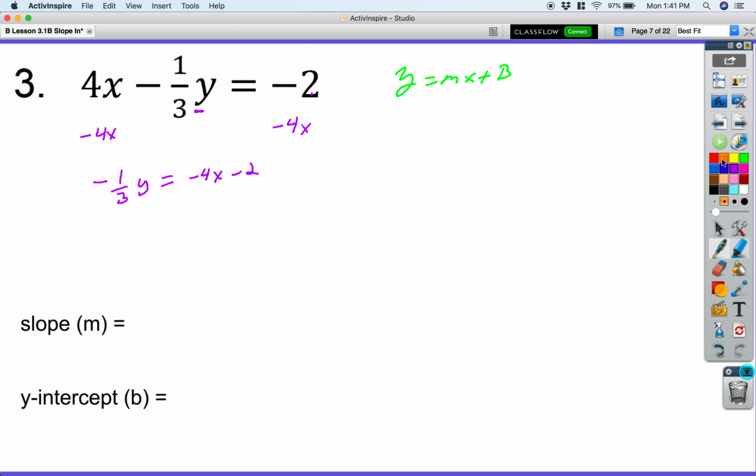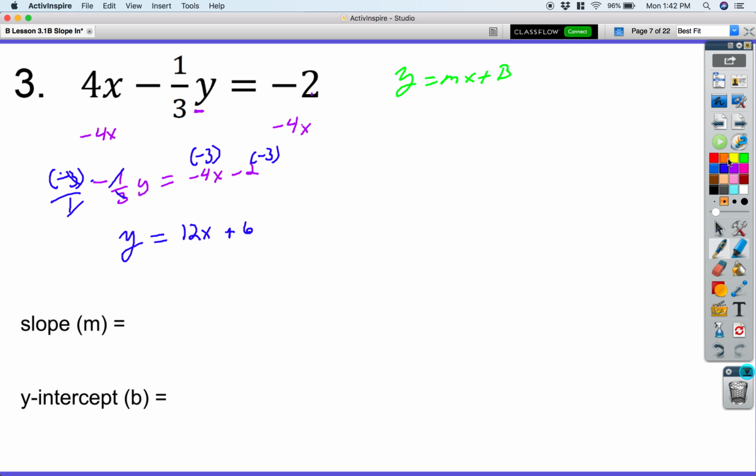So the next thing I'm going to do is get rid of this -1/3. So the opposite of -1/3 is -3. Now a negative times a negative is a positive, and a 3 times 1/3 just cancels. So if I wrote it like this, these would cancel, and the negatives would cancel to give me just y. I also need to multiply every term by -3. So this would give me 12x plus 6.